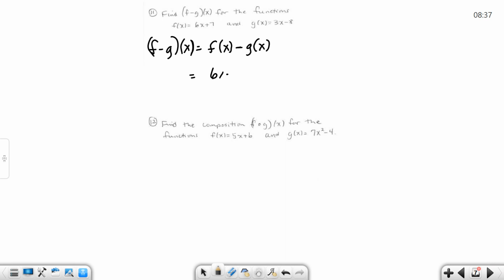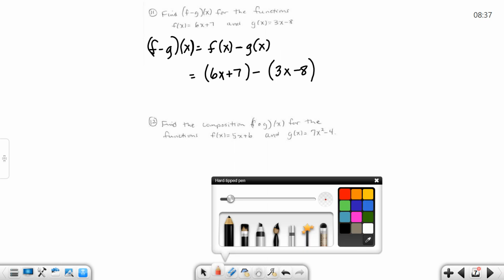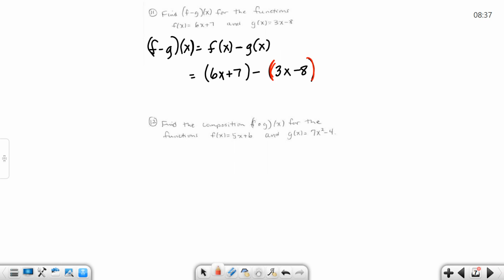F of x is 6x plus 7 minus g of x, which is 3x minus 8. Now, that whole function gets subtracted. So these parentheses after that minus sign are important. It's the whole function f of x minus the whole function g of x.